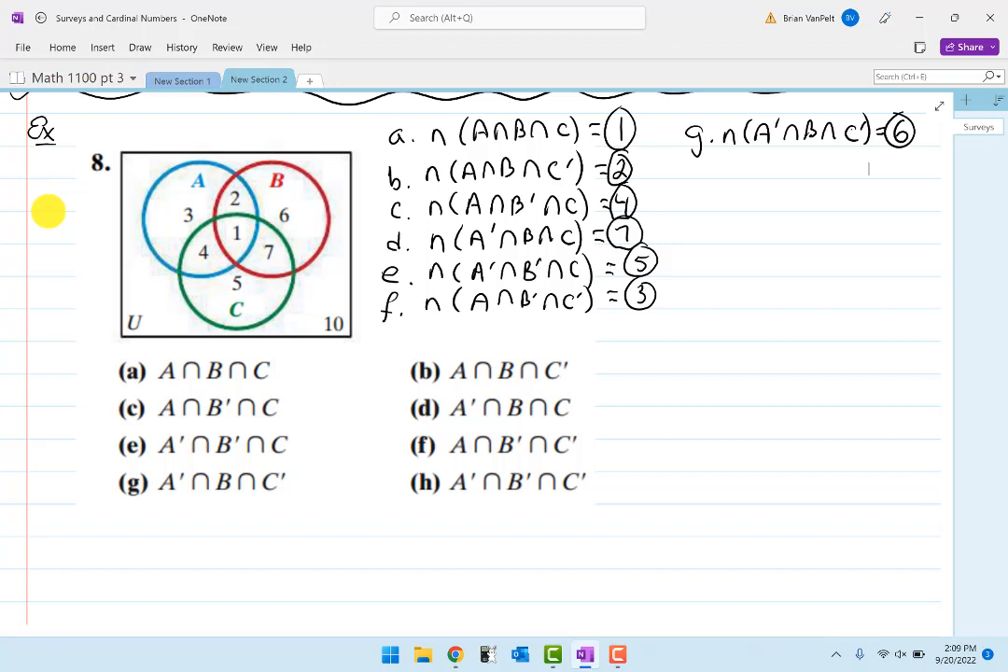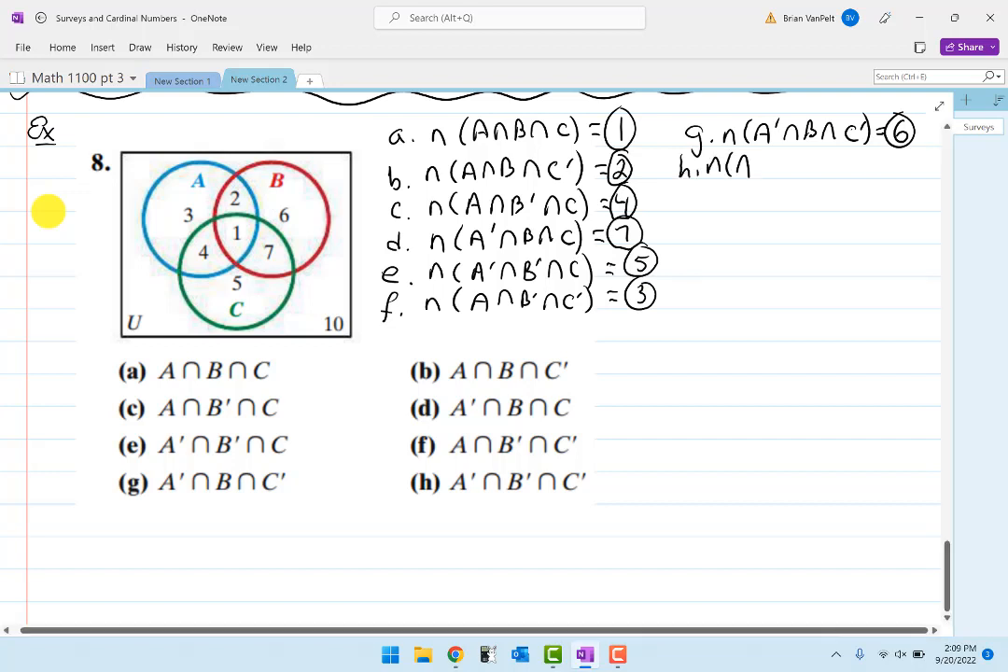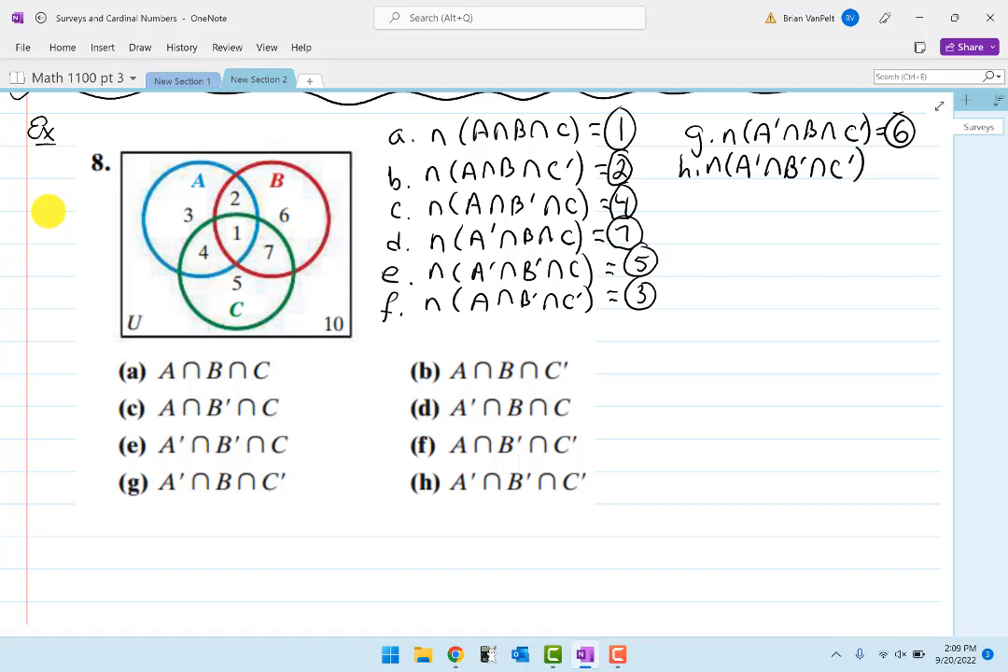And then finally, what do we have last? We have H, the number of items that are not in anything. That would be these guys out here.